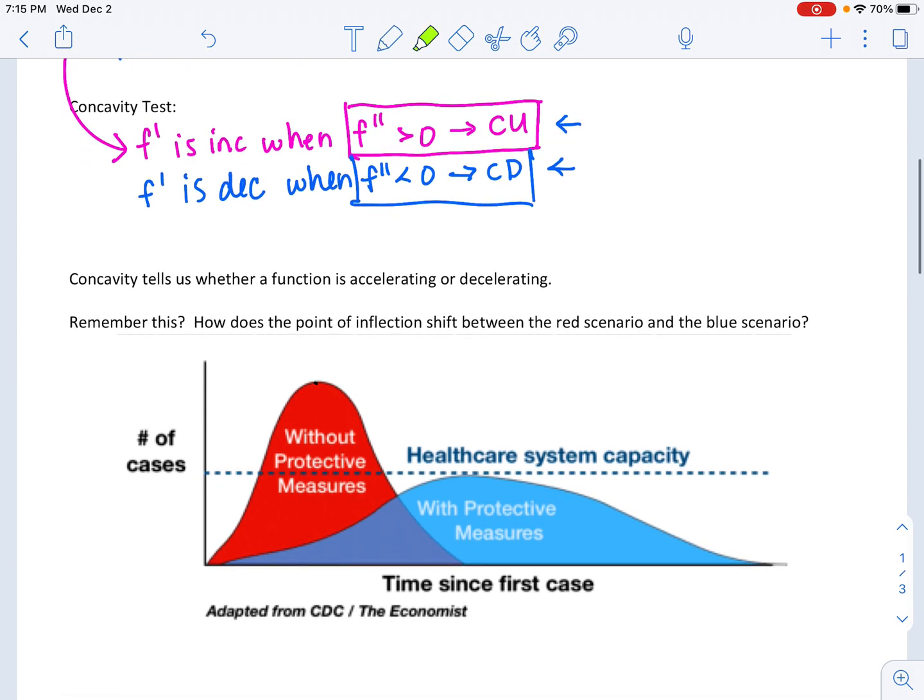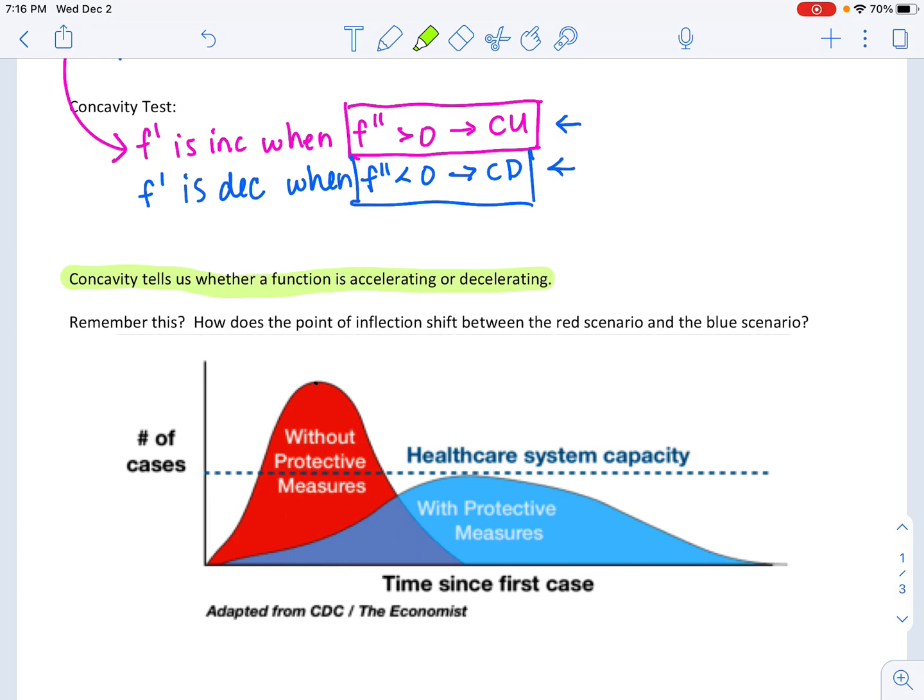So, like I said before, concavity tells us whether a function is accelerating or decelerating. You know that we've had the tie into the physics talk about motion previously. We're going to have another section on motion, specifically with this idea of the second derivative coming up.